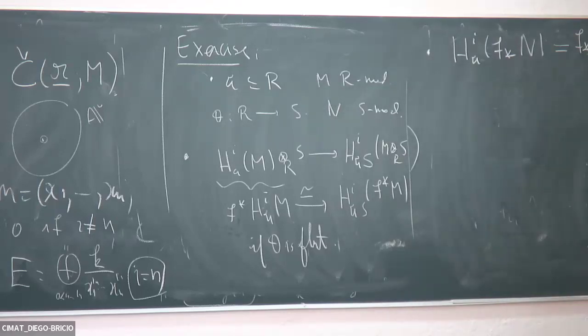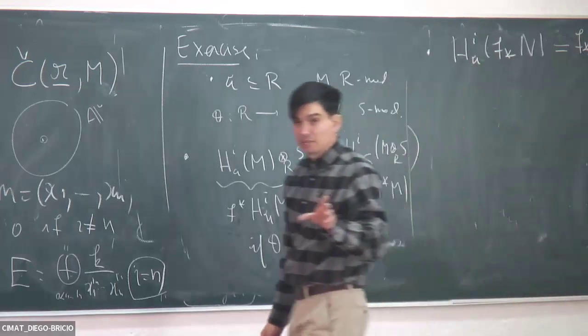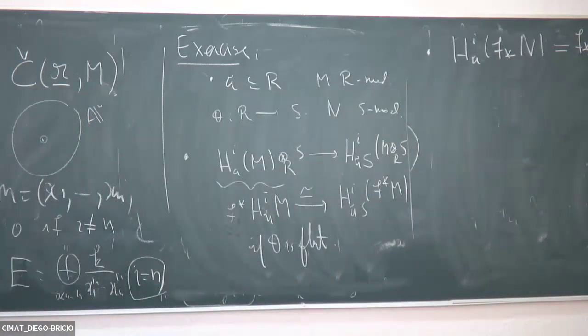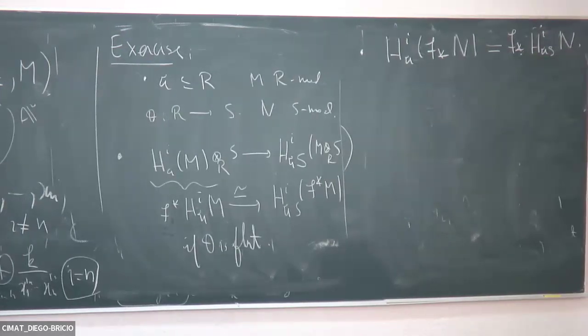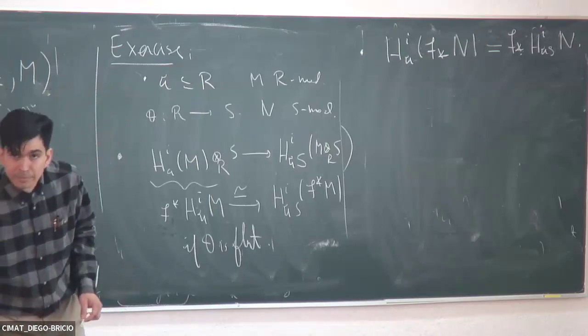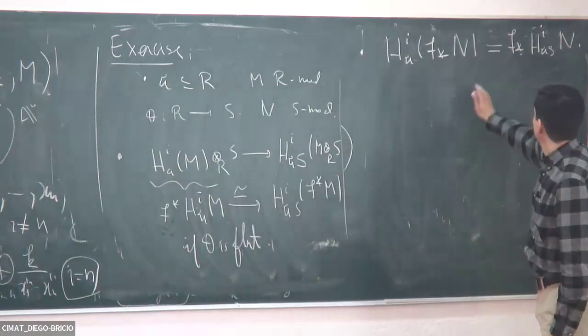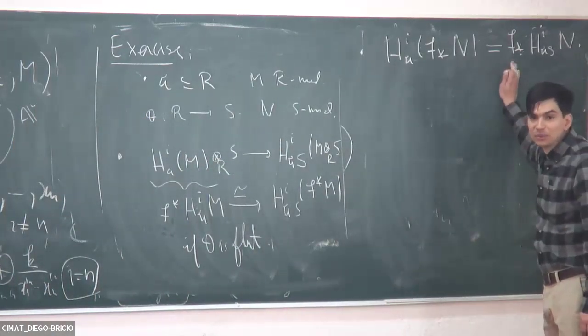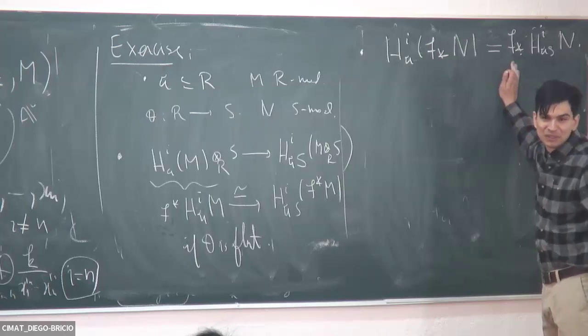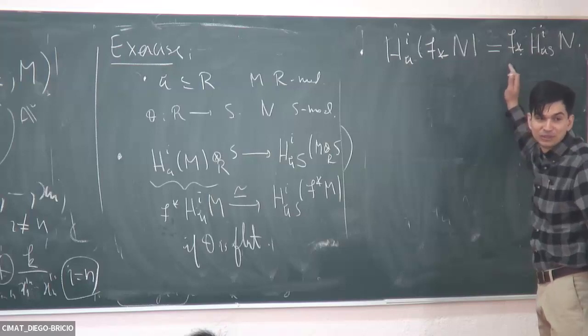Okay, so here I'm commuting pushforward with local cohomology. And that's fine, I don't need any hypothesis because pushforward has no cohomology, it's an exact functor. So in general, cohomology commutes with exact functors. You can do that as an exercise. And we're going to apply this to guess who? Frobenius. Whenever you see a pushforward by something, Frobenius.